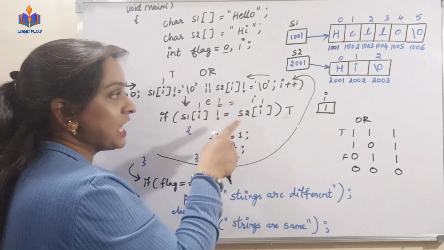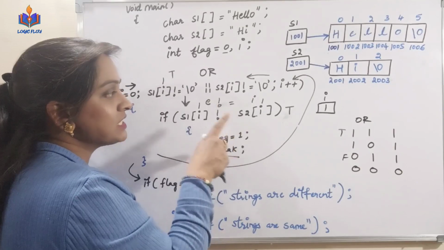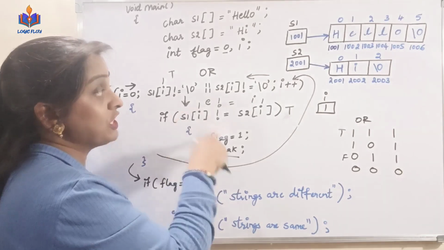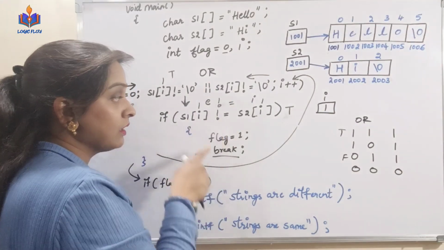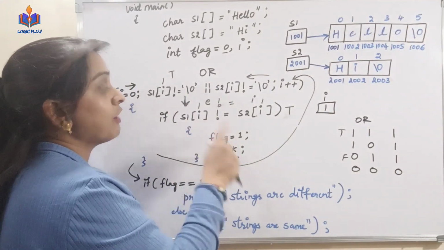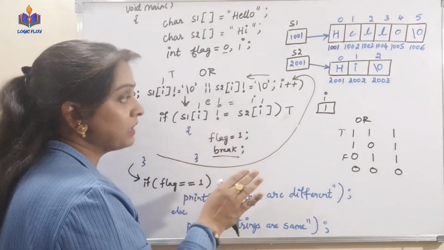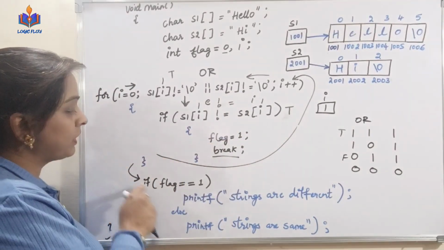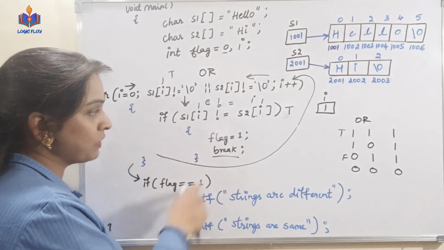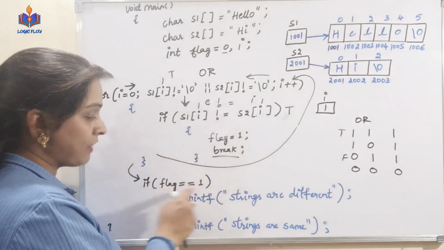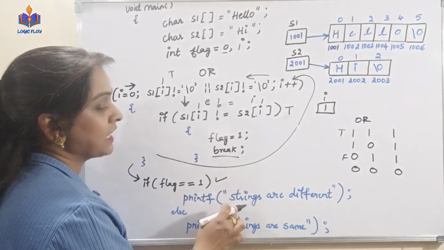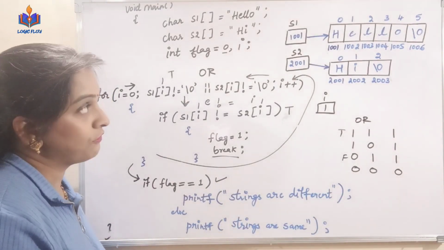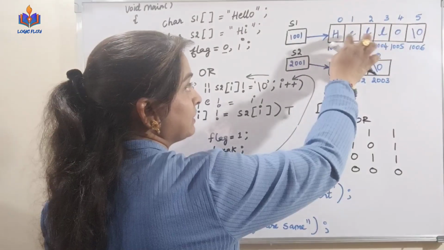If it is equal, then this block will not be executed. If it is not equal, then this block gets executed, flag becomes 1. Then I'll terminate the loop. I'll come out of the loop and check, is flag equal to 1? Yes, flag is set to 1 now. Flag equal to 1? Yes. I say strings are different. Strings are different. See here, I compared this H and H.